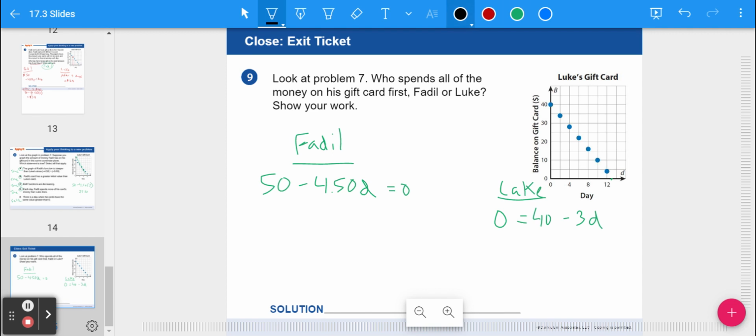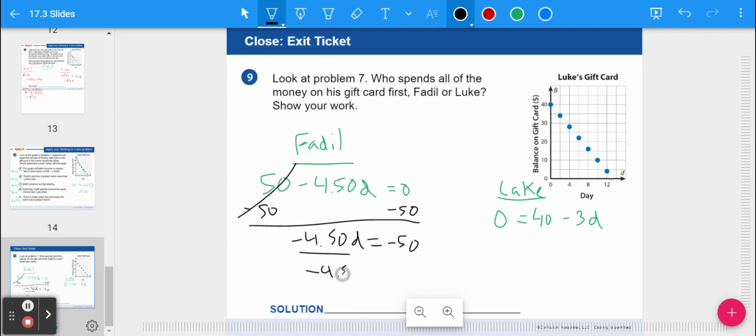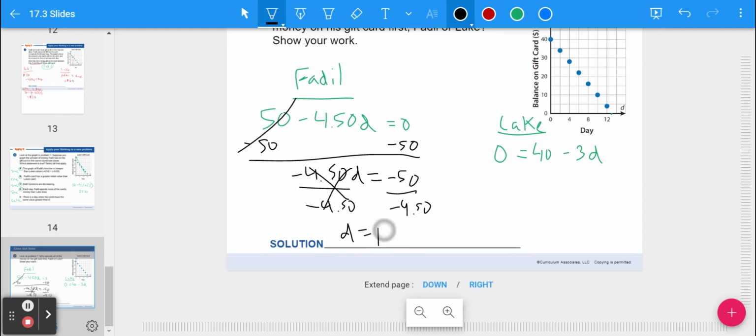So what I'm going to do is just solve this. I need to subtract 50 from both sides, get rid of that thing that's not attached to the variable, to get negative 4.50 times the number of days equals negative 50. Divide both sides by negative 4.50. And I get D equals positive 50 divided by $4.50. And it comes out to be 11.1 repeating days. So it's a little more than 11 days. So by the 12th day, it would be out.